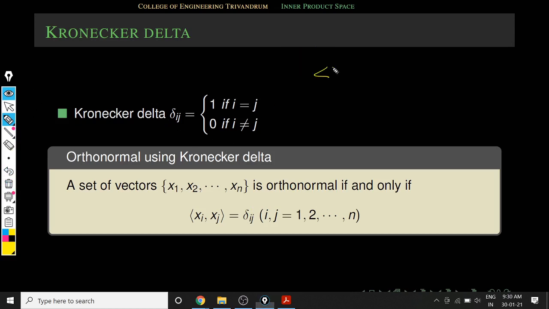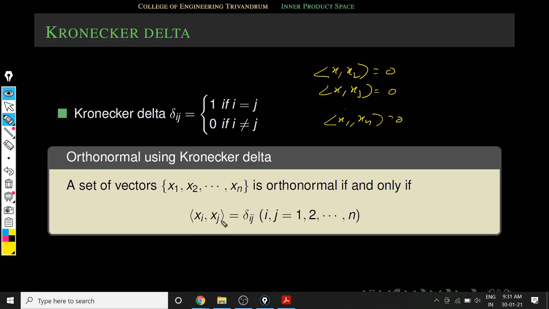That means inner product of x1, x2 equal to zero. Inner product of x1, x3 equal to 0. Everything, inner product of x1, xn equal to 0. Right. So it is clear that in all these cases, the suffixes are different. Here x1, x2, x1, x3. So we can take i as 1 and j as 2 like that.